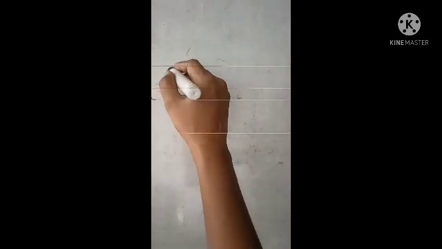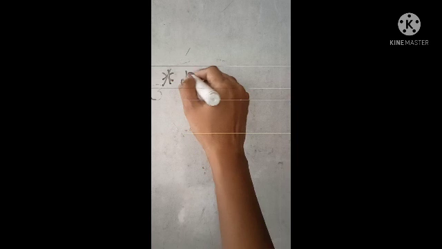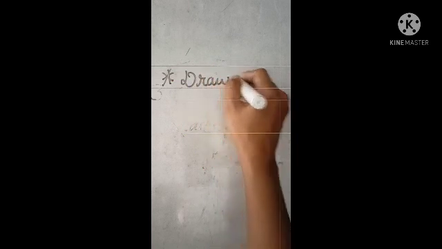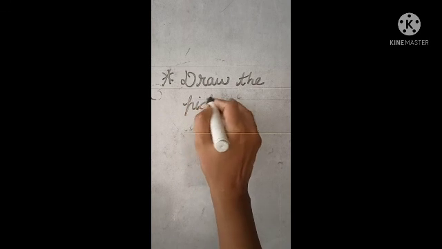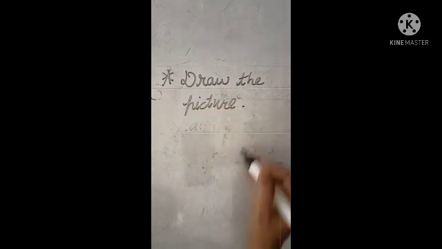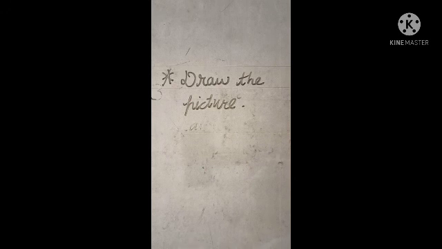Next question is from the blueprint. Draw the picture. Okay, this is your second question. Draw the picture. So which picture do we draw here? यहाँ पे हमें कौन से picture draw करने हैं?